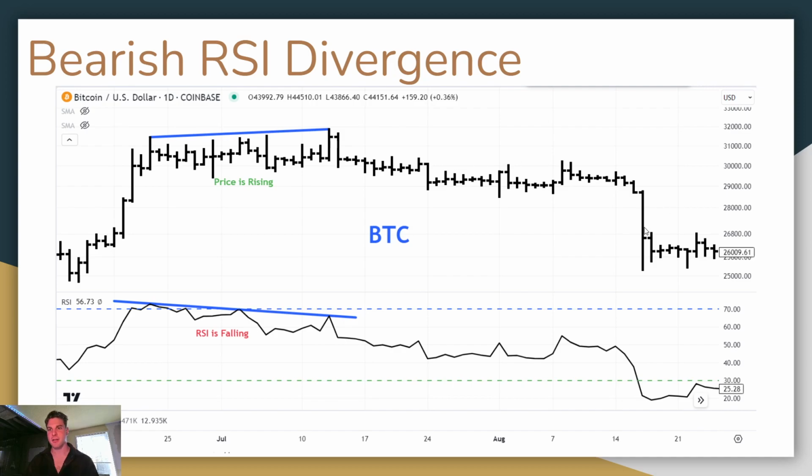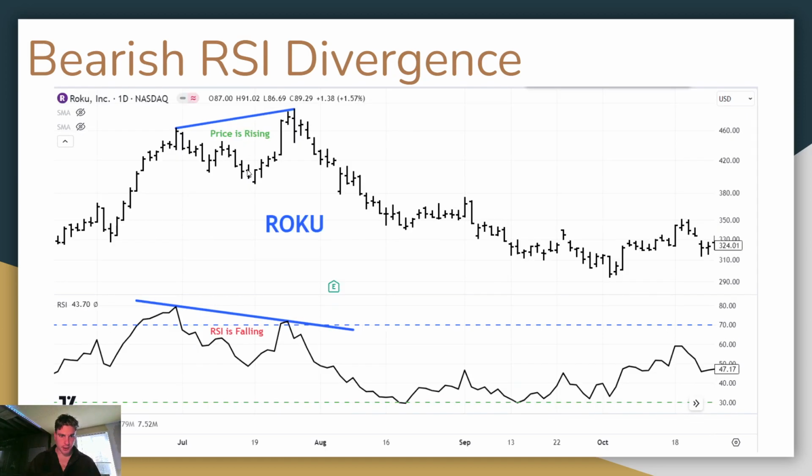Even though we did get this huge dump here, you had a couple opportunities to get short this one. You could have got short around this 29,000 level, and then you could have covered your short around 26,000. And then finally, we have Roku.